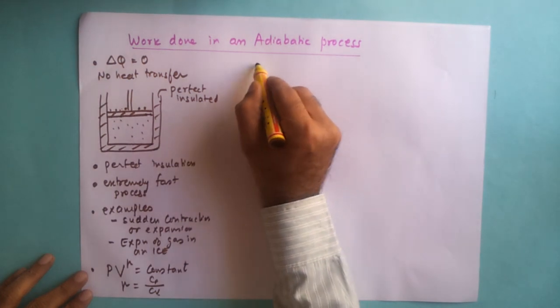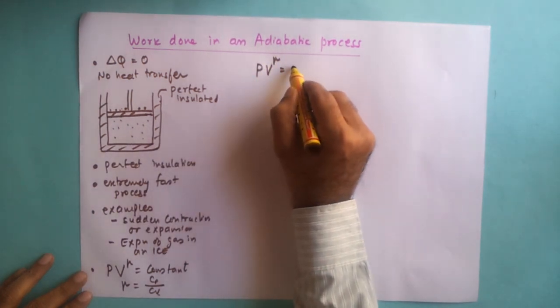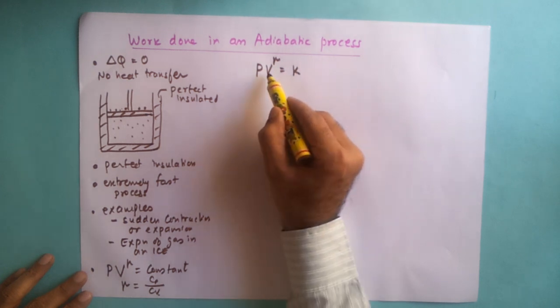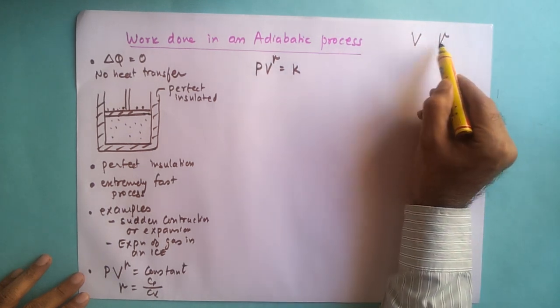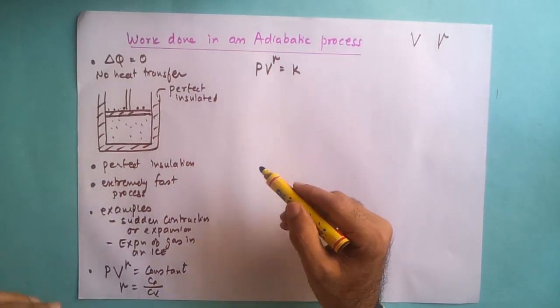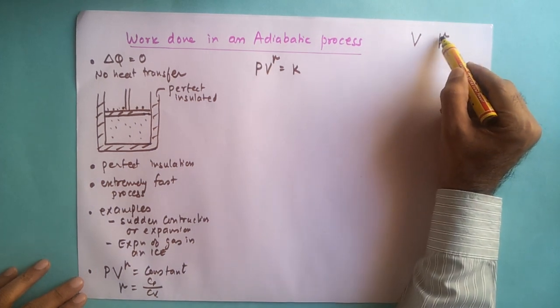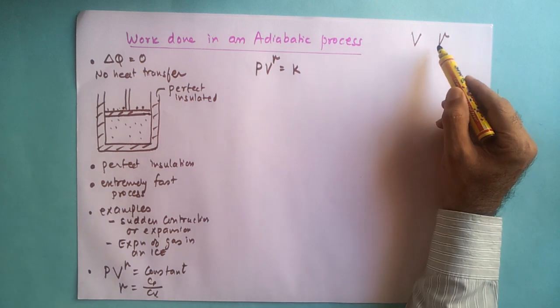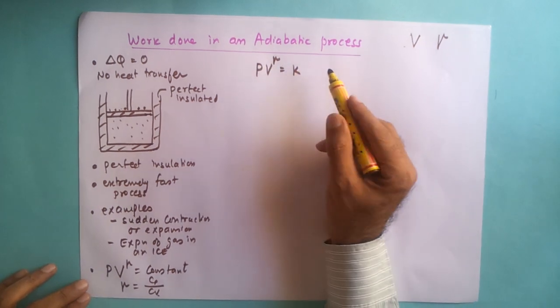Okay, so PV raised to gamma is equal to constant, some constant k. Here we'll have to be very careful with the symbol v and gamma. So v will be like this, gamma will be something like this. They look similar, so you'll have to be very careful while we are using v and gamma. I'll try to write gamma in such a way that you are able to clearly differentiate it from v. Okay, so PV raised to gamma is equal to constant.